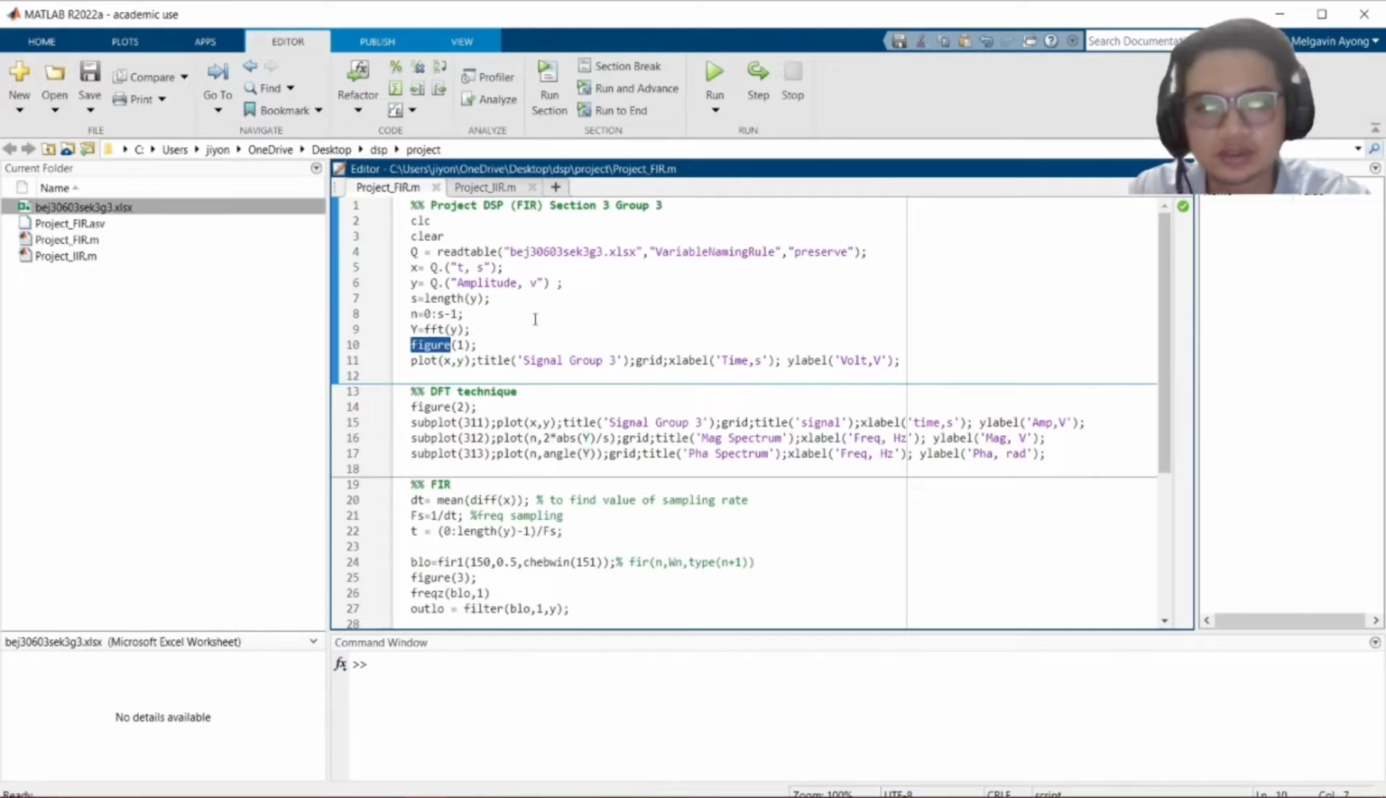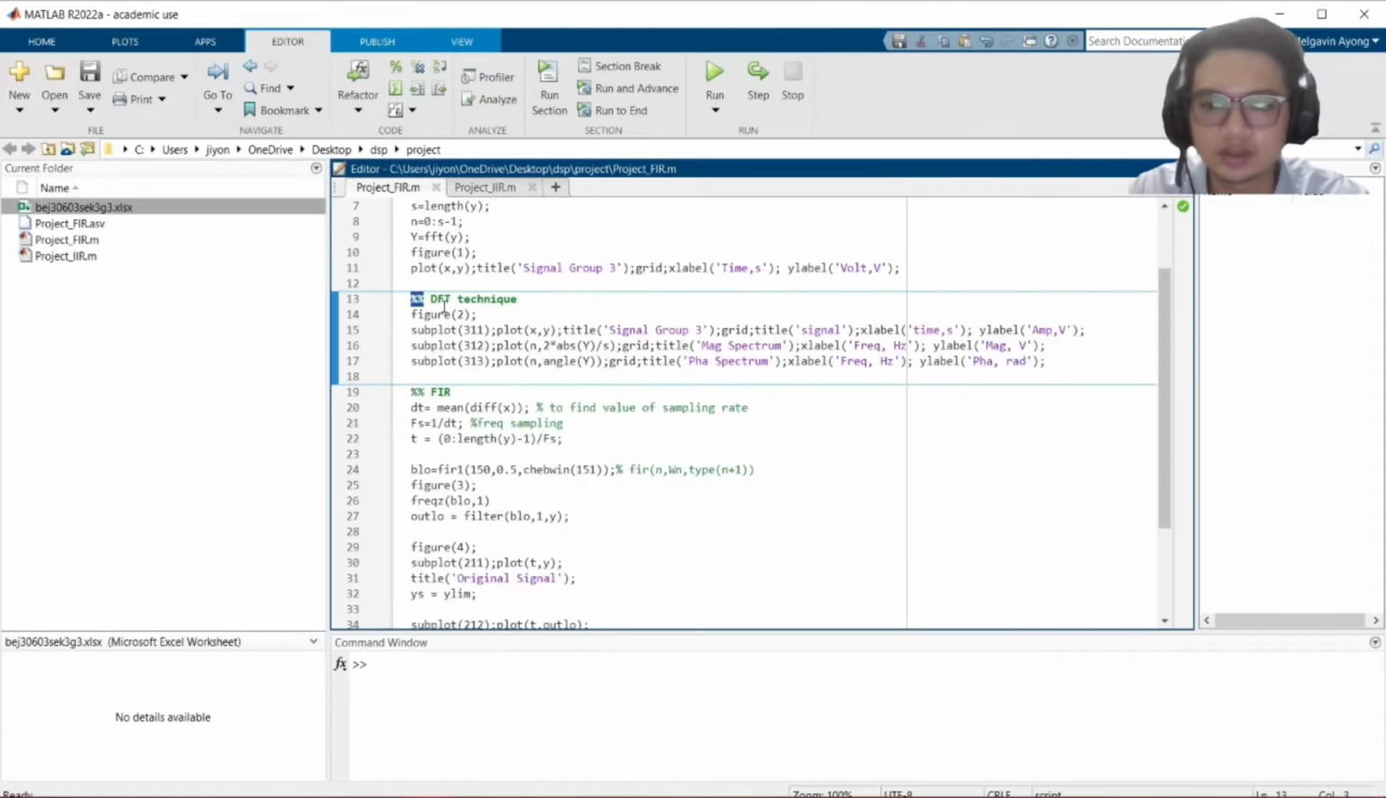Figure 1 is just the original signal that our lecturer provided us. First we plot x and y, and then we put the title, which is Signal Group 3, and then we put grid, and then for the x label is time in seconds, and for the y label is volt, V.